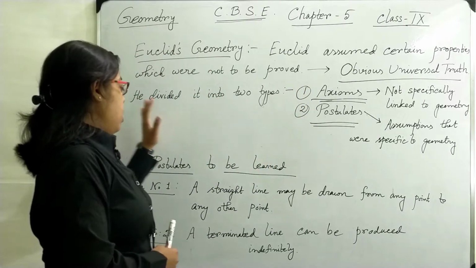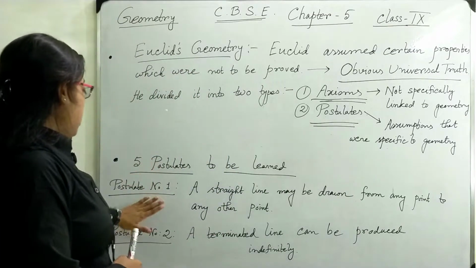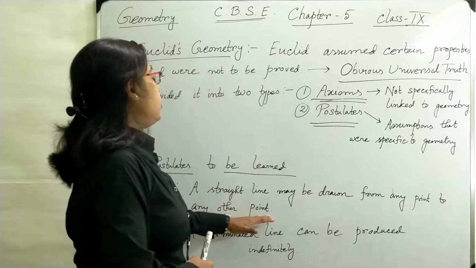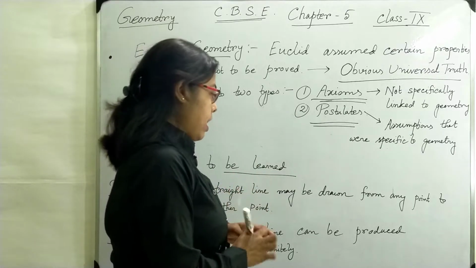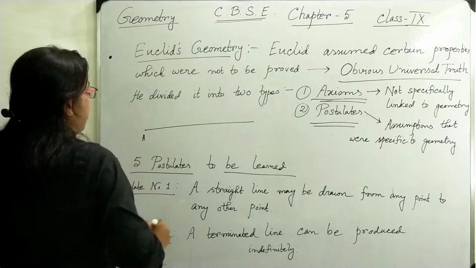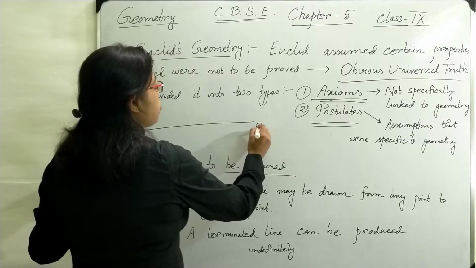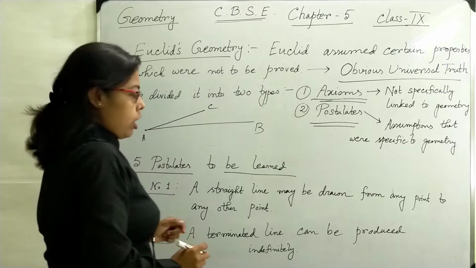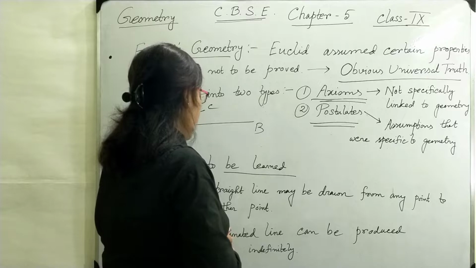Next, we have to read the 5 postulates given by Euclid. Okay, postulate number 1: a straight line may be drawn from any point to any other point. What is the meaning? You can draw a straight line from any point. Suppose this is the point A. From here you can draw a straight line to any other point. Suppose this is B. Here, if you see, you can draw like this. So the first postulate is that a straight line may be drawn from any point to any other point.